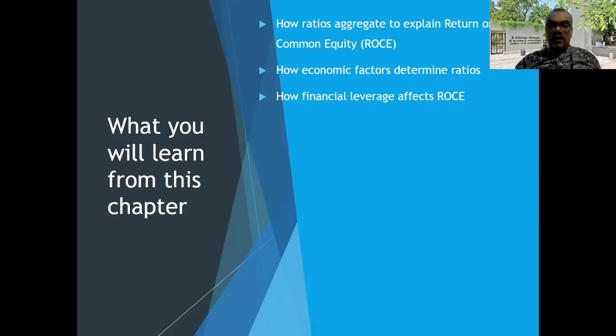Half ratios aggregate to explain return on common equity. Here, you know the basic idea. Sometimes you may have already heard about the very famous structure, or tree structure, what we call DuPont analysis. DuPont analysis breaks the overall return into grassroots level to see how each and every asset or group of assets or strategic business units or a department or particular section has contributed towards the profitability.